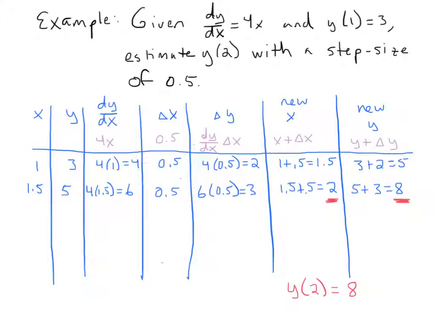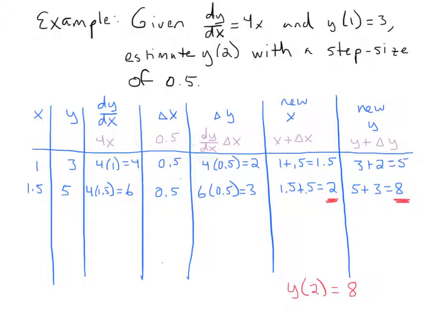The next thing I need to figure out, well, where's my new x? Because I started at an x, and then I moved delta x. So I started at 1, and then I moved over 0.5, so my new x is 1.5. And then I also need to know what is my new y. So I started with this y, and then I moved up delta y. So I started at 3, and then I moved up 2, which means my new y is 5.